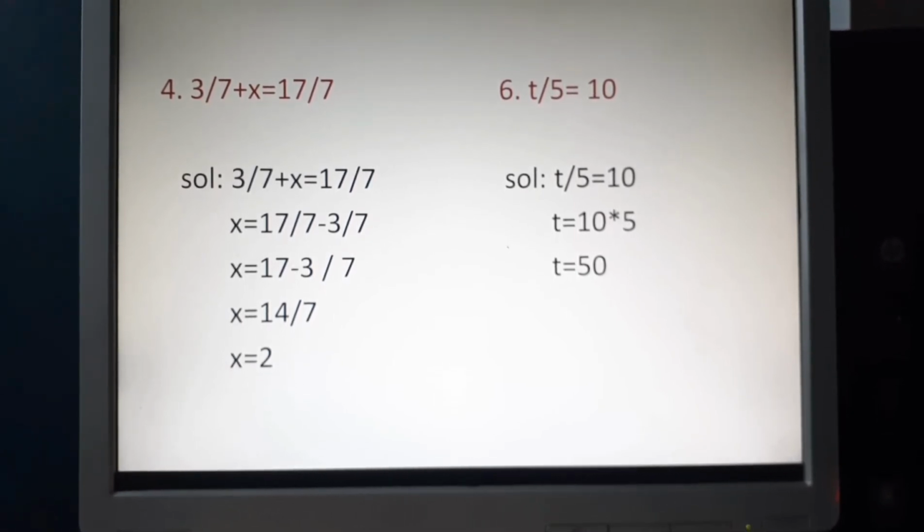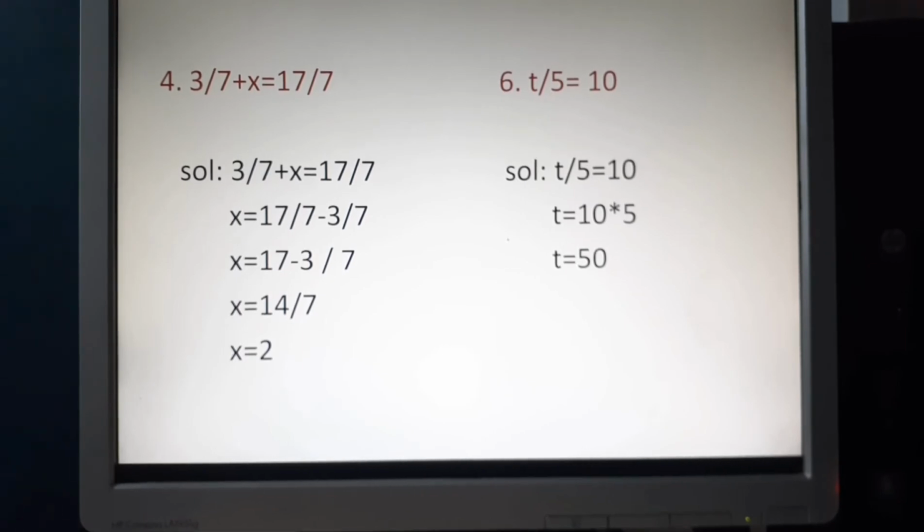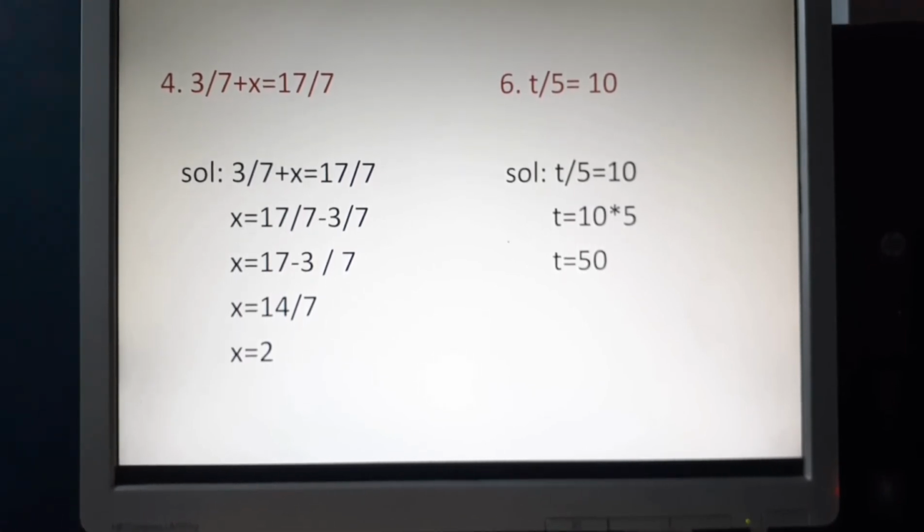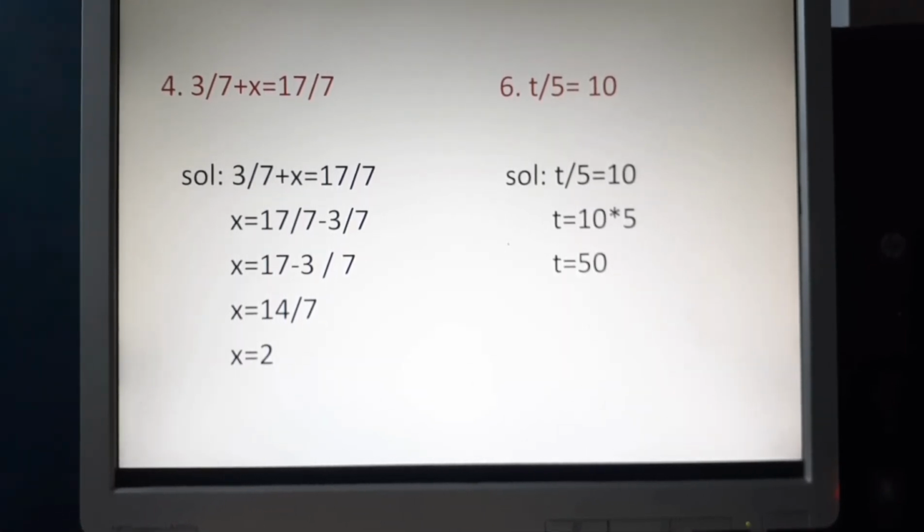Next problem, t divided by 5 is equal to 10. Solution, t divided by 5 is equal to 10.